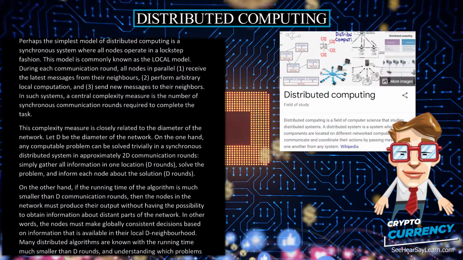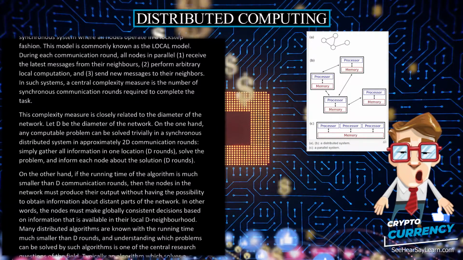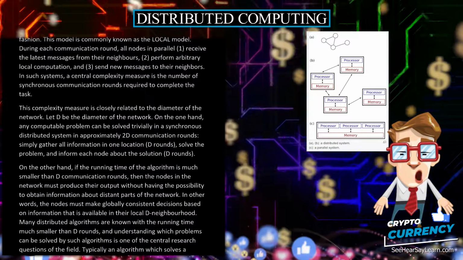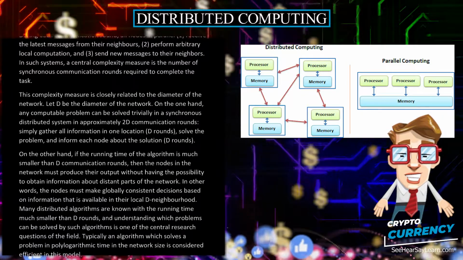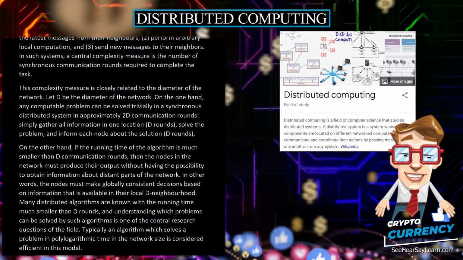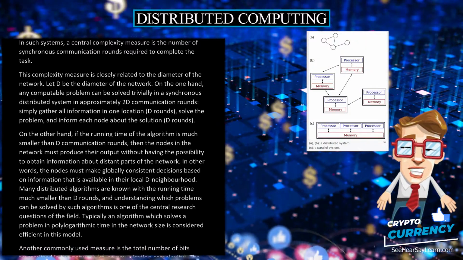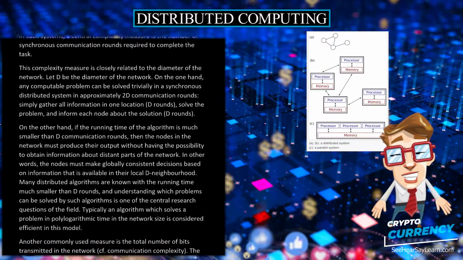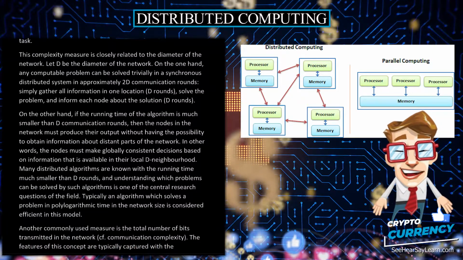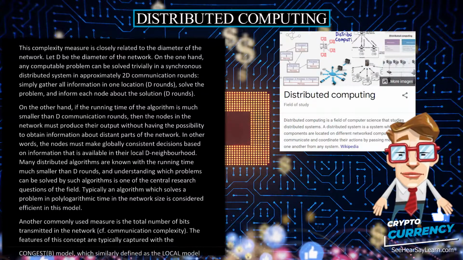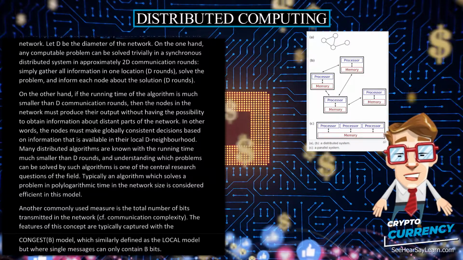D rounds. On the other hand, if the running time of the algorithm is much smaller than D communication rounds, then the nodes in the network must produce their output without having the possibility to obtain information about distant parts of the network. In other words, the nodes must make globally consistent decisions based on information that is available in their local D-neighborhood. Many distributed algorithms are known with the running time much smaller than D rounds, and understanding which problems can be solved by such algorithms is one of the central research questions of the field.